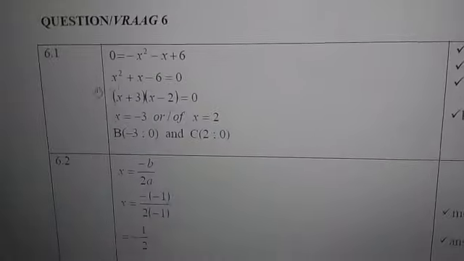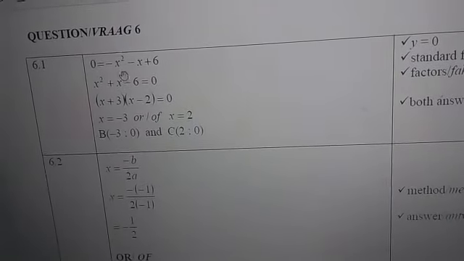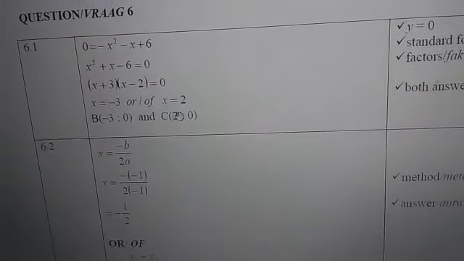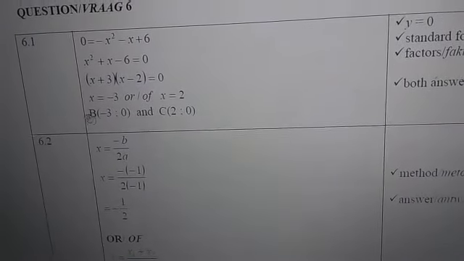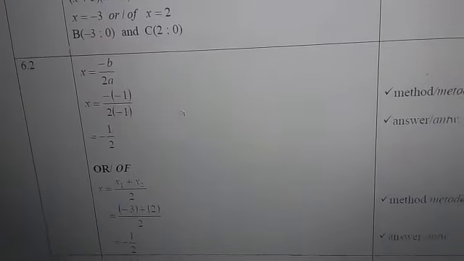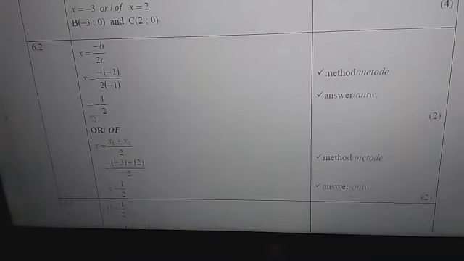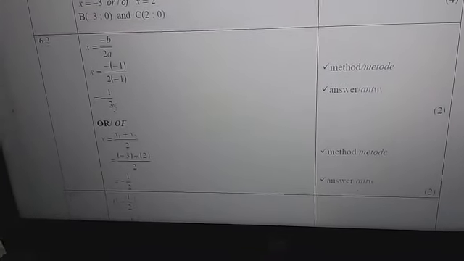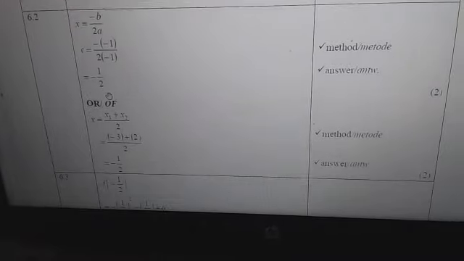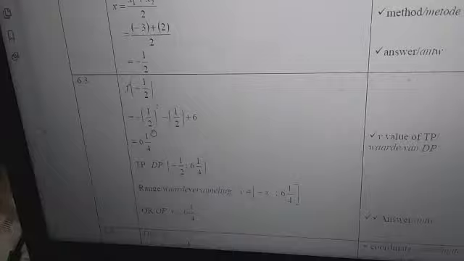Let's go to 6.1. Here they were simply asking us to determine the x-intercepts, which is pretty straightforward, I think. Those x-intercepts are your B and your C. Then they ask you about the axis of symmetry. So this is your axis of symmetry. I have demonstrated this part. And this was the range part.